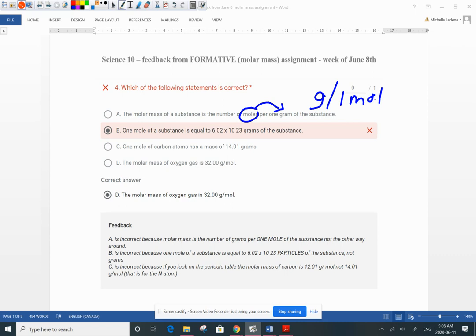1 mole is equal to 6.02 times 10 to the 23 grams. No, it's 6.02 times 10 to the 23 particles. 1 mole of carbon atoms has a mass of 14.01. No, if you look up on the periodic table, it's 12.01 grams for every 1 mole of carbon.